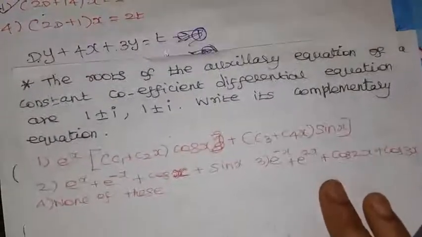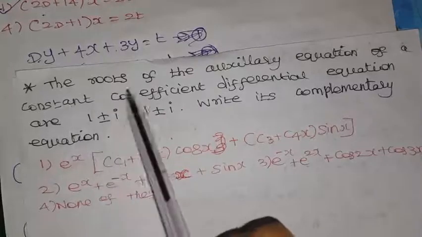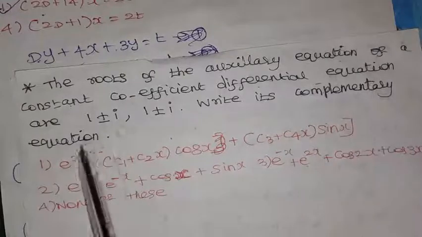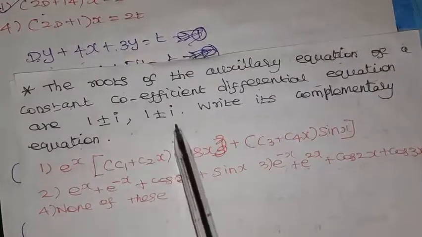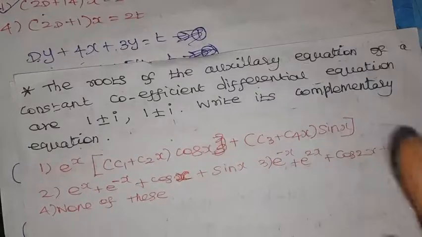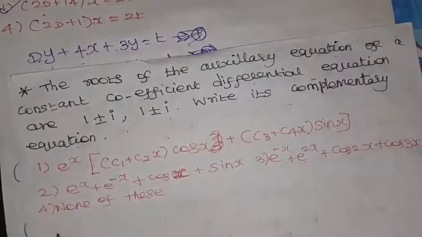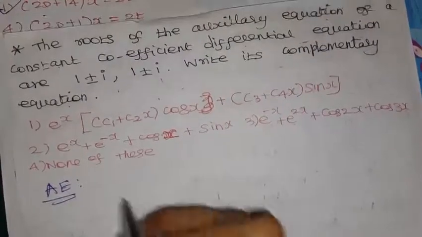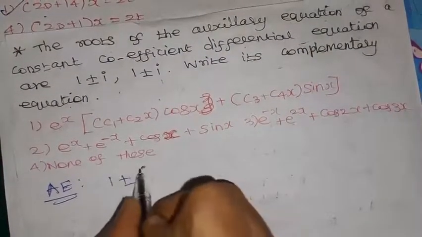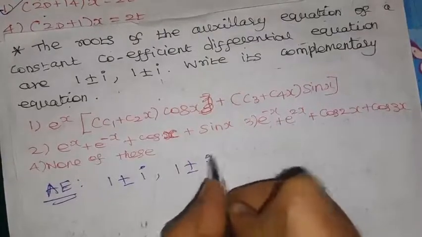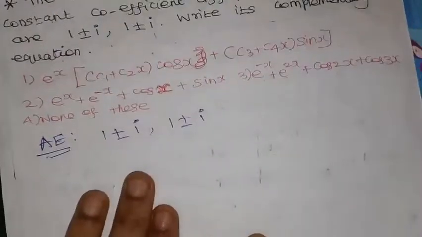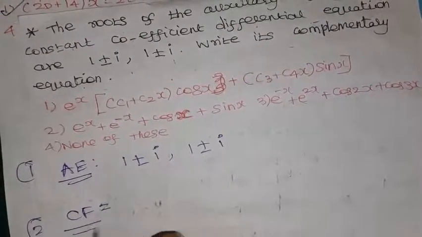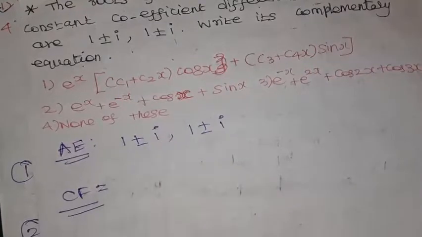Okay, what is given? The roots of the auxiliary equation of a constant coefficient differential equation are 1 plus or minus i, 1 plus or minus i. Write its complementary function. So the roots of the auxiliary equation, we have 4 roots given. We should find out the complementary function. Here it is very simple, the roots of the auxiliary equation are given. We should find out the complementary function according to the roots.